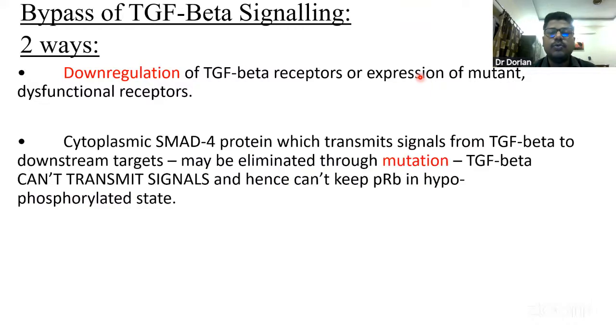And there is a protein called SMAD4 which transmits signals from TGF-beta to downstream targets. This SMAD4 protein is mutated, which renders the transforming growth factor beta unable to transmit signals. Transforming growth factor beta needs SMAD4 for transmission of signals. When SMAD4 is mutated, signals from transforming growth factor beta don't reach the retinoblastoma protein to keep it in the hypophosphorylated state. Can anyone say in which genetic disorder related to colorectal cancer this SMAD4 gene is mutated?